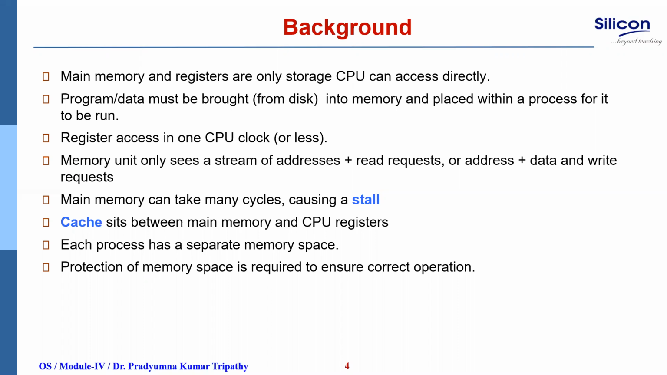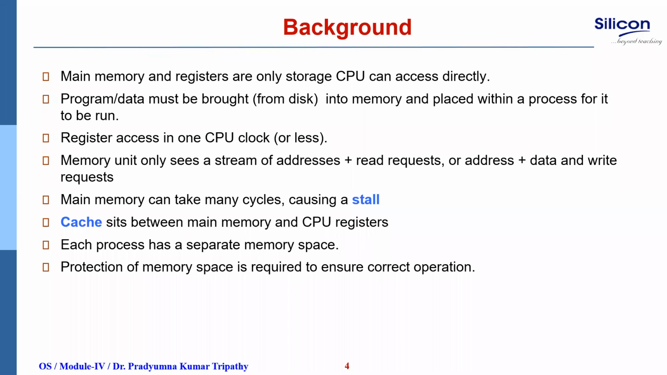Correct? Main memory can take many cycles, sometimes causing a stall, that you might have read in architecture. For the time being, we remove it. Cache we are not going to discuss, because cache memory you have already discussed in computer organization and architecture. That is not a part of your operating system. The cache sits between main memory and CPU registers, to make the process faster.